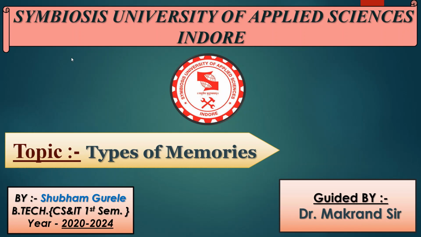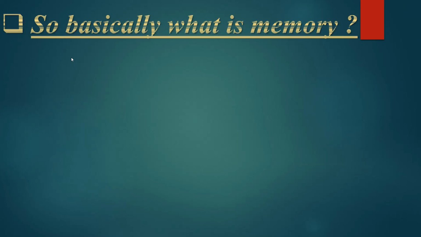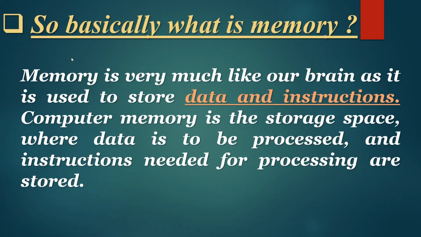Topic of this presentation is types of memories. So let's start today's topic. So basically, what is memory? Memory is very much like our brain as it is used to store data and instructions. Computer memory is the storage space, where data is to be processed, and instructions needed for processing are stored. It is made up of semiconductors like silicon.